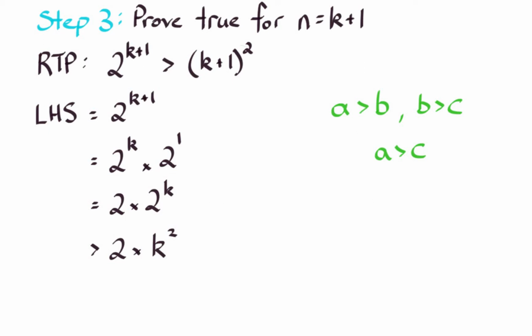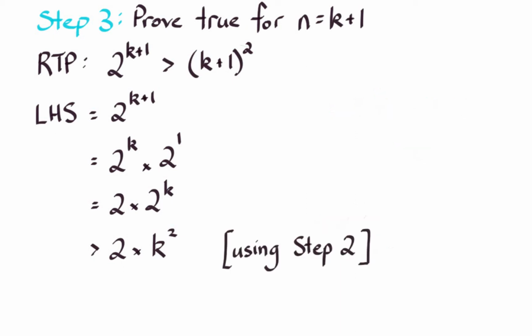Technically, I suppose we're using one of our other results here, which is that if a is greater than b, when we multiply both of these by a positive constant, then AC is still greater than BC. So they've both got this positive constant of 2. And even though really we can see that 2 to the power of k is greater than k squared, this constant of 2 doesn't affect it that much, so we can still use our inequality sign. And remember, it's always a good idea to state that we've used step 2.